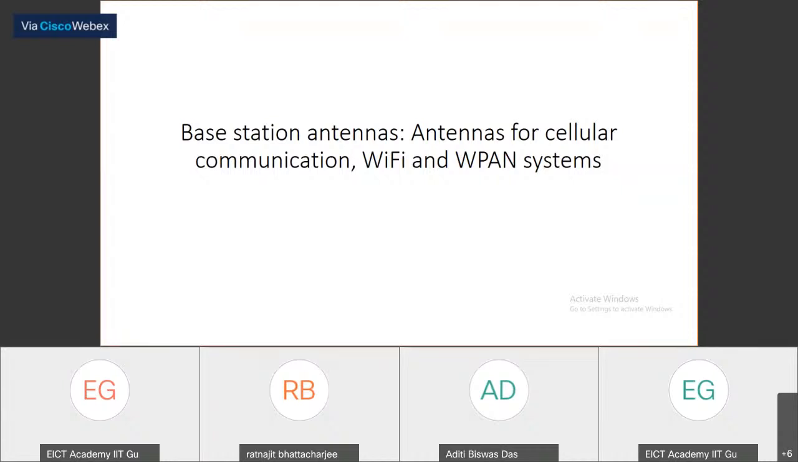I will be talking mostly about cellular communication, the base station antennas used for cellular, and some of the design considerations. Wi-Fi and WPAN systems also use base stations, Wi-Fi base stations and all, but these are not very complicated antennas. So let us proceed.